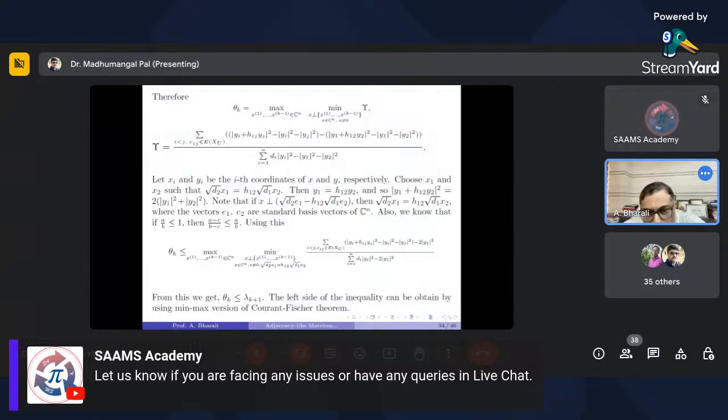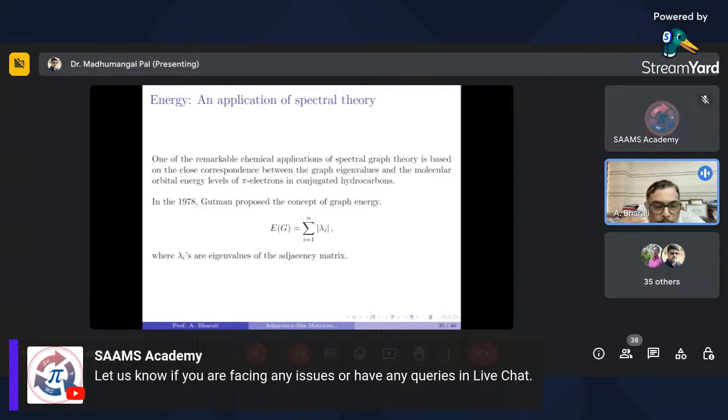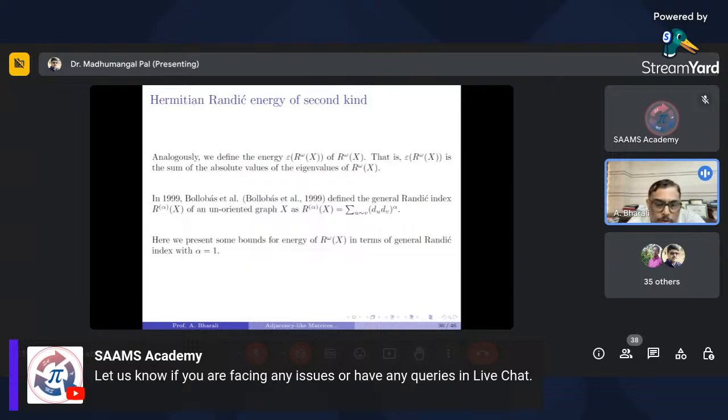So can you go to the next slide? If you replace that particular condition, then we'll get the result. So this is the idea based on which we can obtain the result. Now, an application of this spectral theory. As we all know, energy was proposed by Gutman in 1978. It is the sum of the absolute values of the eigenvalues of the adjacency matrix. And analogous to this, we have several definitions.